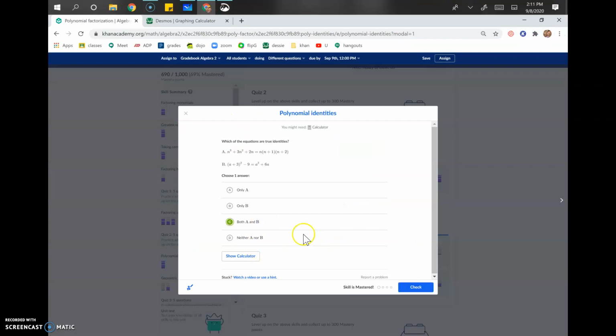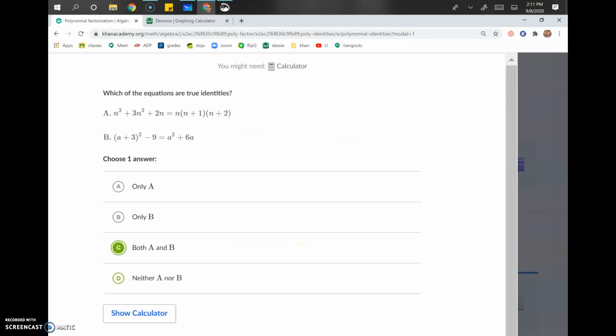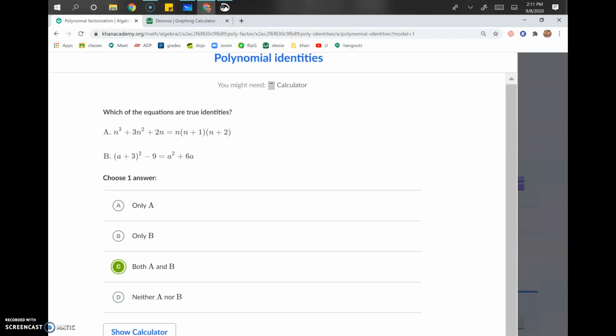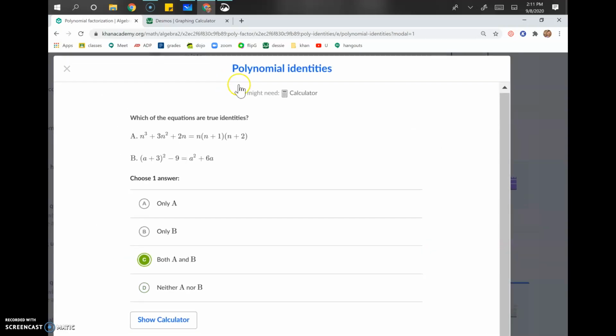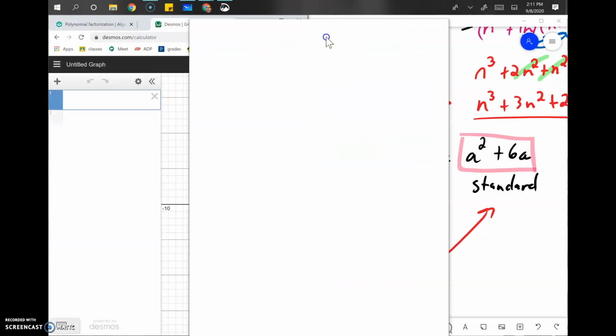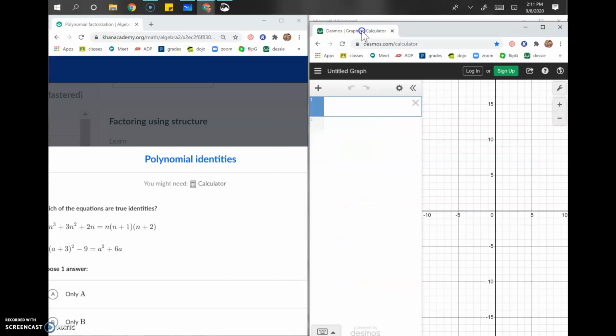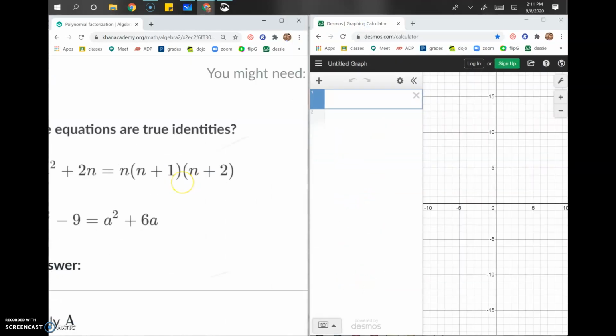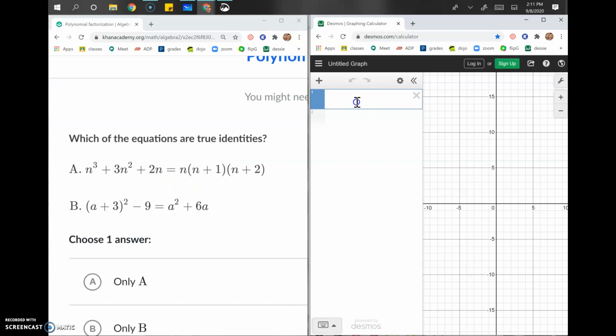Now, before I move on, I feel like I have to give you the shortcuts here. So if I want to know if two expressions are identities, and it's giving me multiple choice, this is what I'm going to do. I'm going to split the screen here. If I want to know if those two expressions are the same, then I'm going to turn those expressions into lines, and then I'm going to see if the lines are the same.